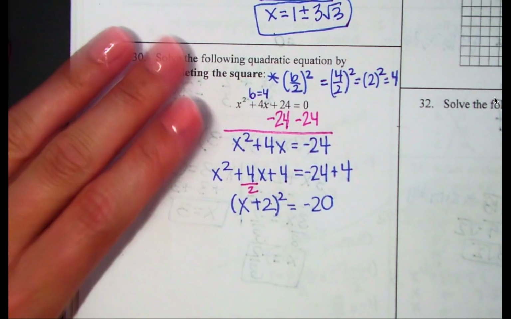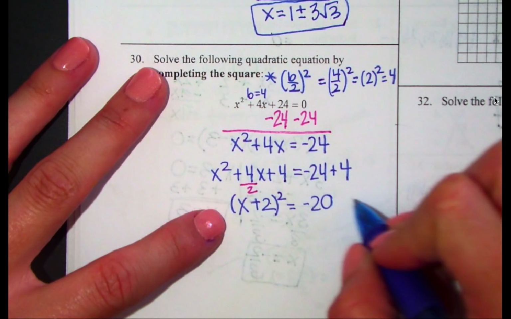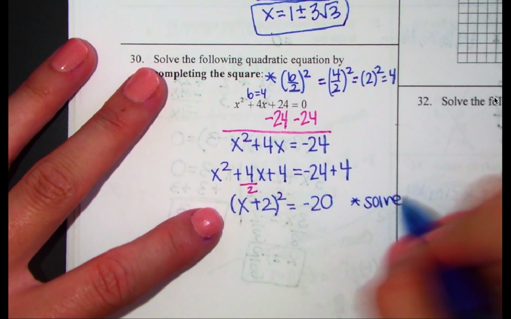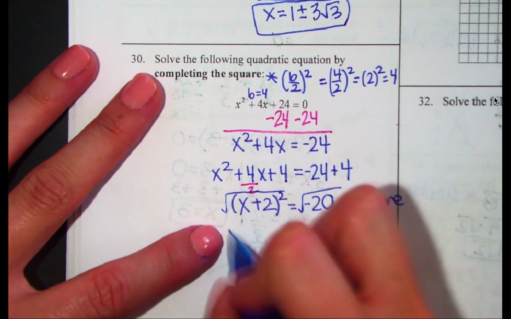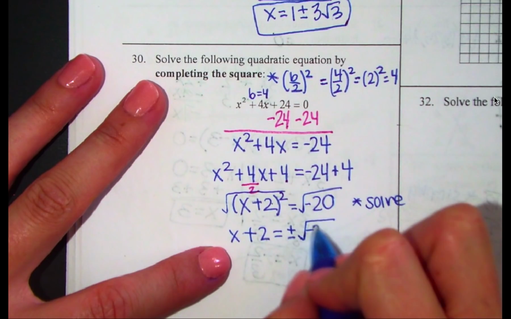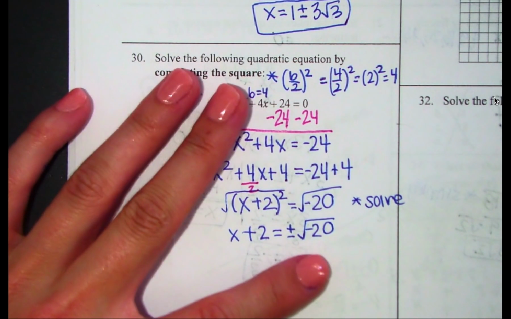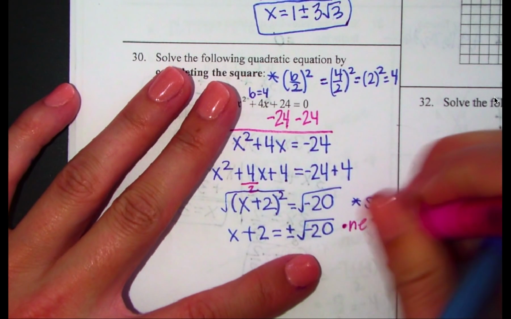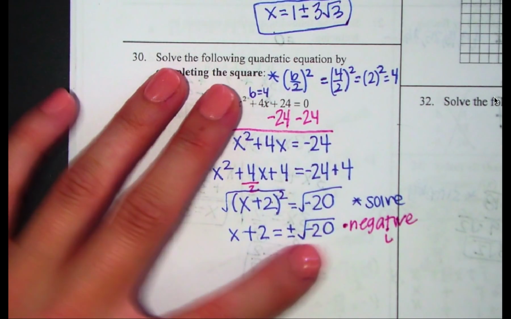And then we are going to get rid of the parentheses squared because our next step is to solve. So we're going to get rid of that by doing the square root to both sides, and I have x plus 2 is equal to plus or minus square root of negative 20. There's a lot going on in here. We have to remember that because of the negative underneath the square root, I take out i. This is an imaginary number.